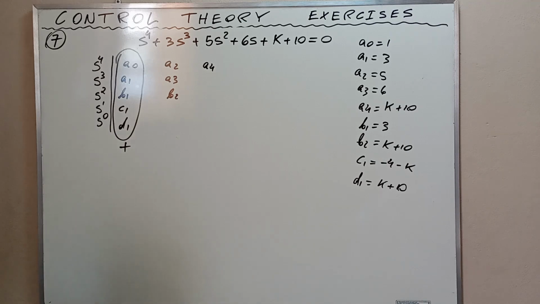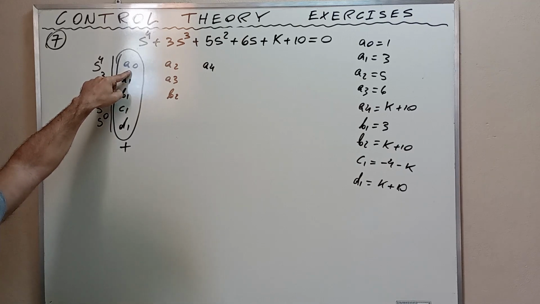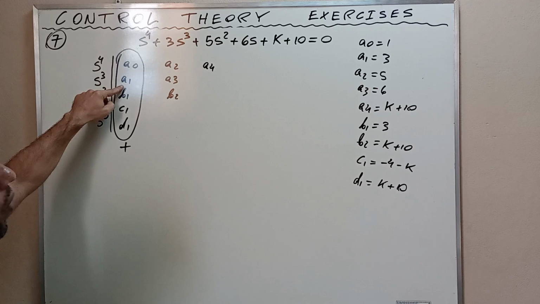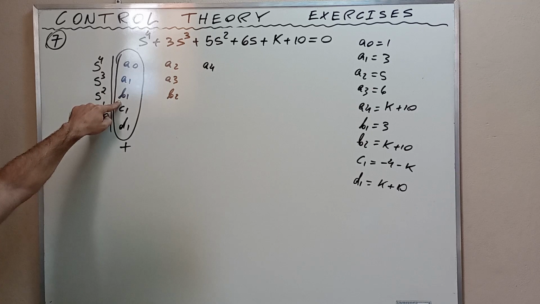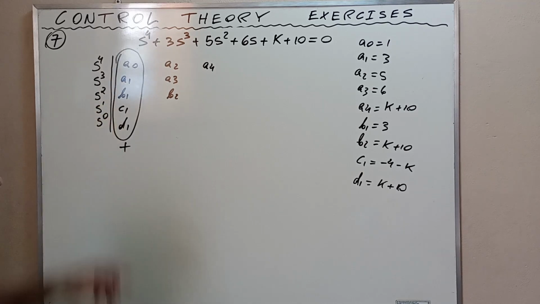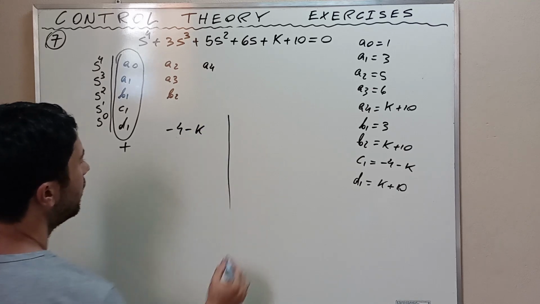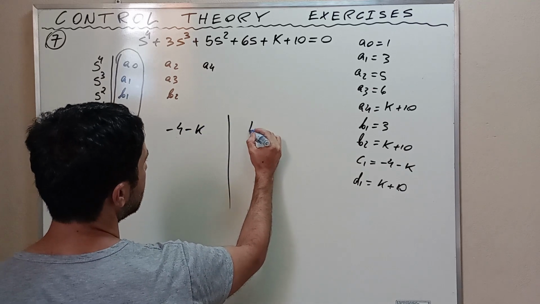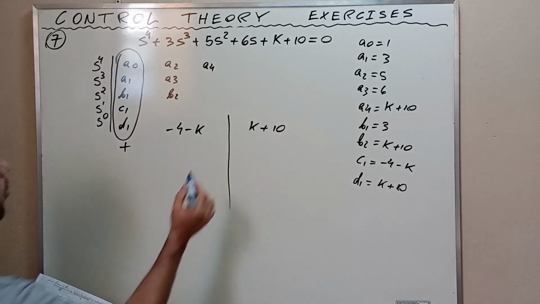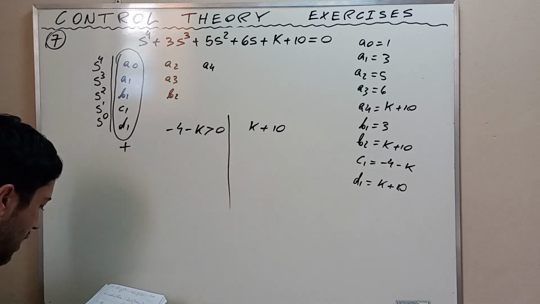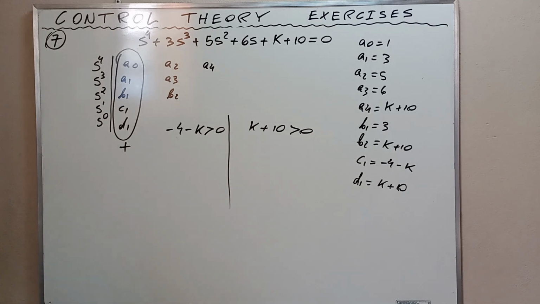So, I know that A0 is 1, it is already positive. A1 is 3, it is already positive. B1 is 3, it is already positive. C1 is negative 4 minus K, and D1 is K plus 10. They have to be positive, okay? So this has to be greater than 0 and this has to be greater than 0, okay? They have to be positive for stability, all right?